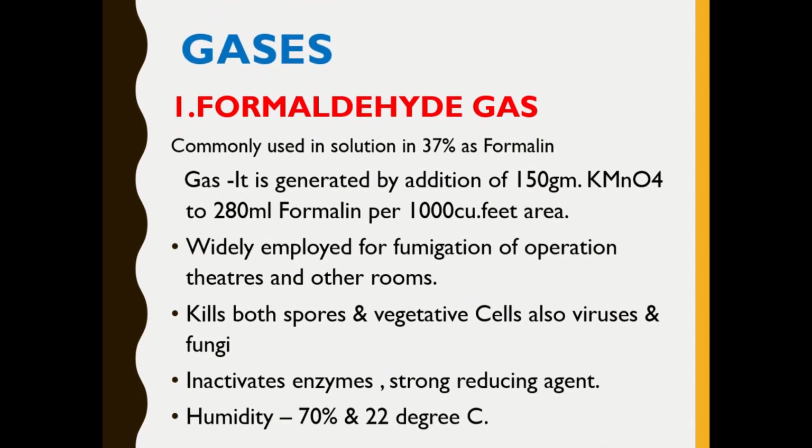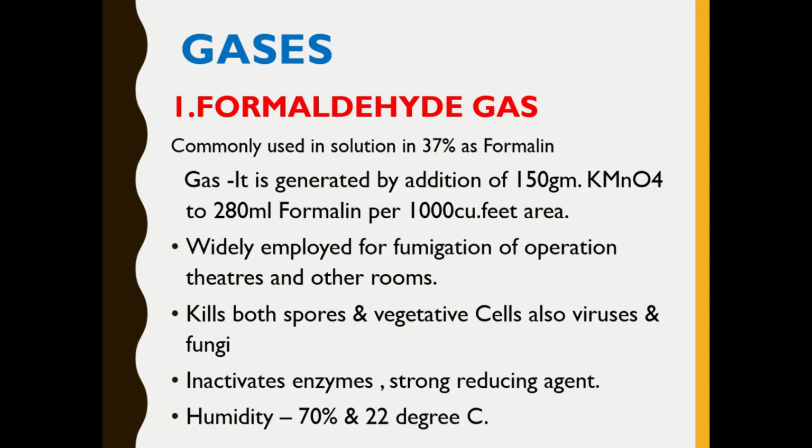In the gases, generally there are three agents: formaldehyde, ethylene oxide, and beta propiolactone. First, we will see about the formaldehyde gas. Although everybody knows formaldehyde is commonly used in solution at 37% as formalin, if we want to use it as a gas, it is generated by addition of 150 gram of KMnO4 to 280 ml of formalin per 1000 cubic feet area. That means you require this quantity, 150 gram of KMnO4 and 280 ml of formalin, for 1000 cubic feet area, and it is widely employed for the fumigation of operation theaters and other rooms.